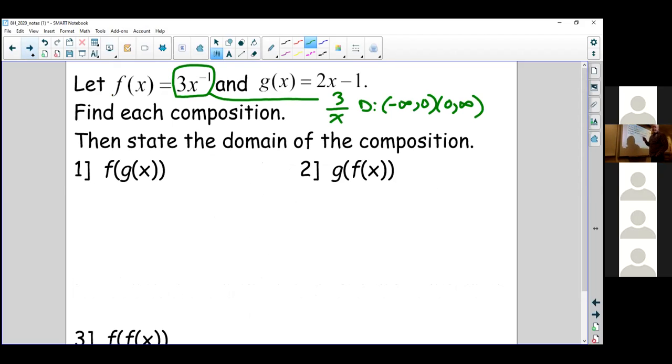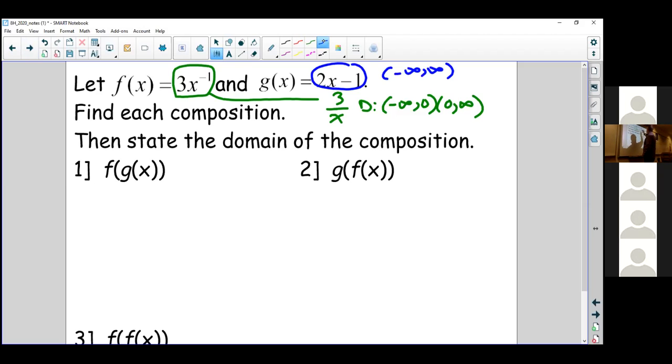So my answer has to have at least that, if not greater. This one, because I don't have any fractions or anything, has negative to positive infinity for a domain. So one of them has a restricted domain of one number, the other one doesn't.